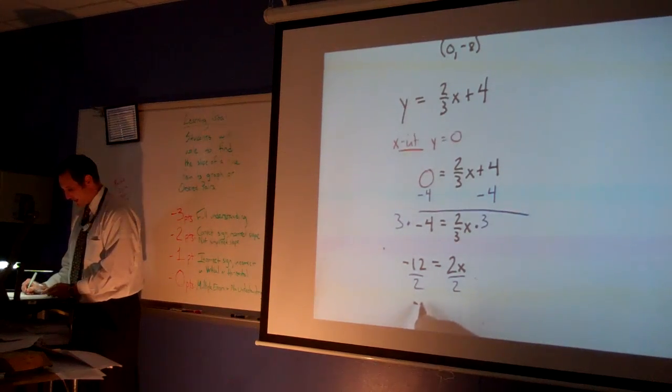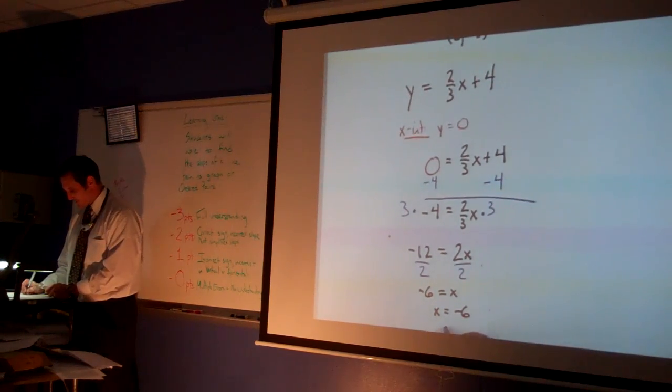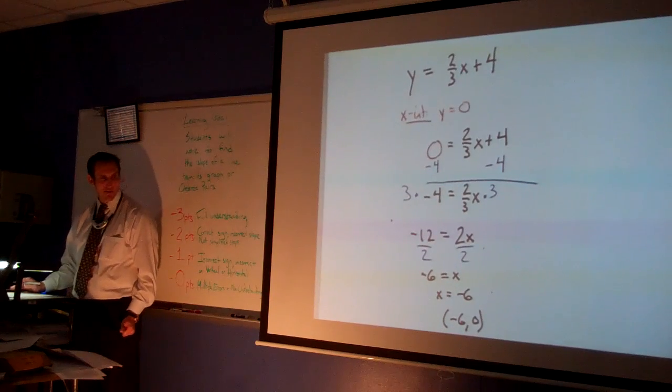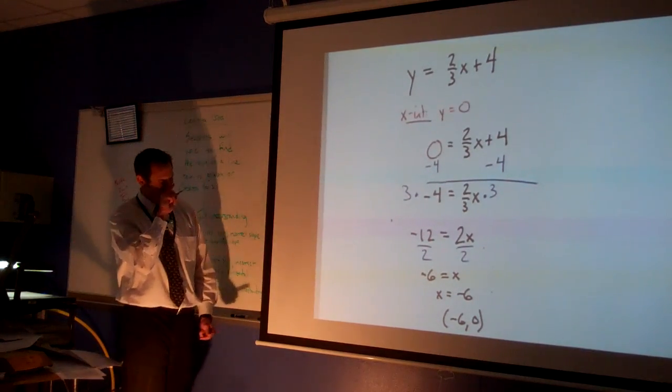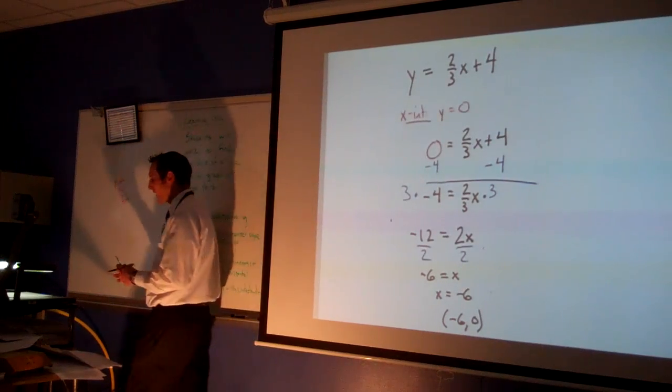So we have negative 6 equals x, or x equals negative 6. And there is our x-intercept. When x is negative 6, y is 0. We have found our x-intercept simply by plugging in 0 for y.